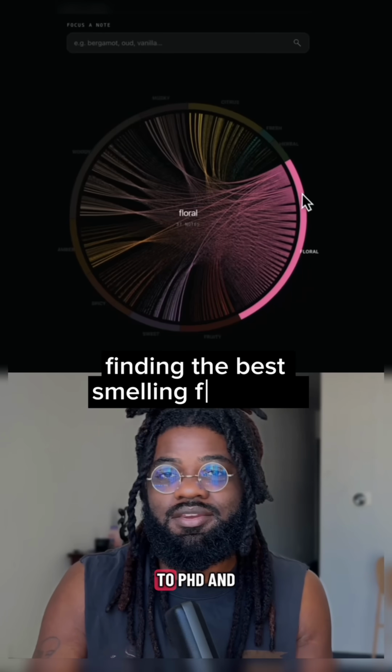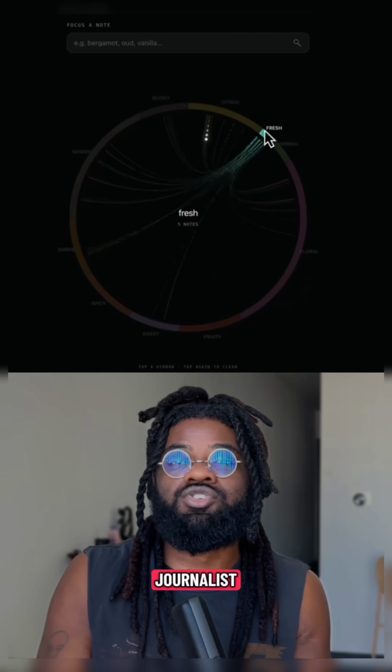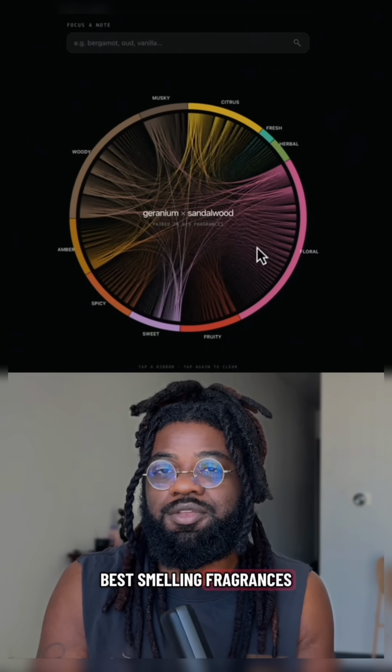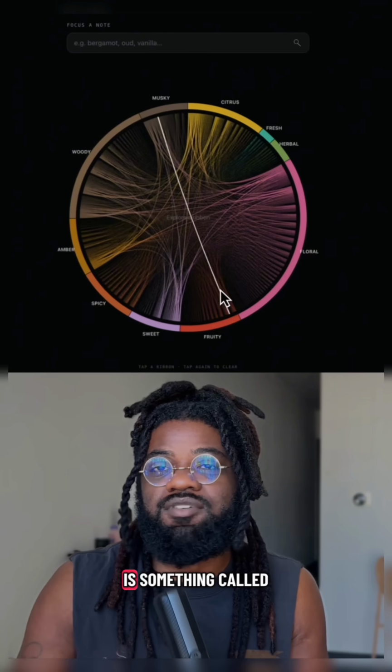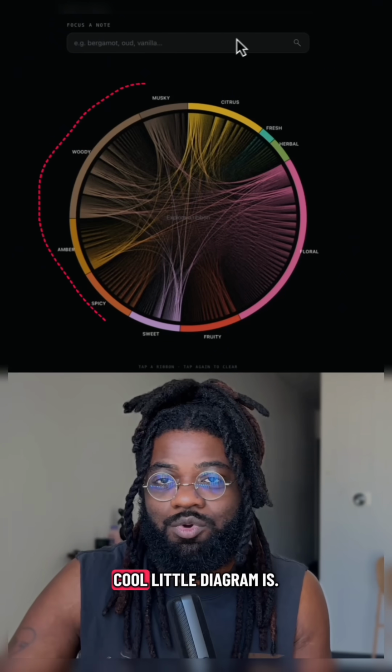Because this chart is like getting a PhD in how to smell good. I'm a data journalist and I'm trying to find the best smelling fragrances out there. What I have is something called a chord diagram. That's what this cool little diagram is.